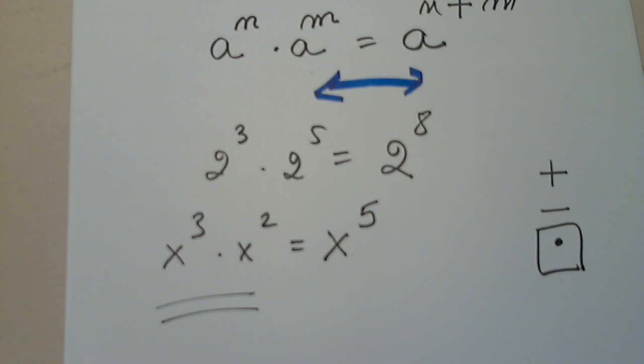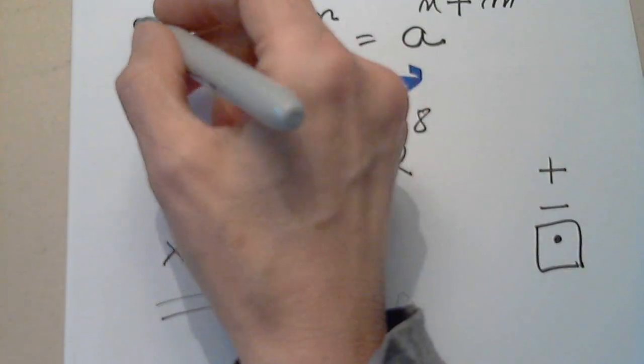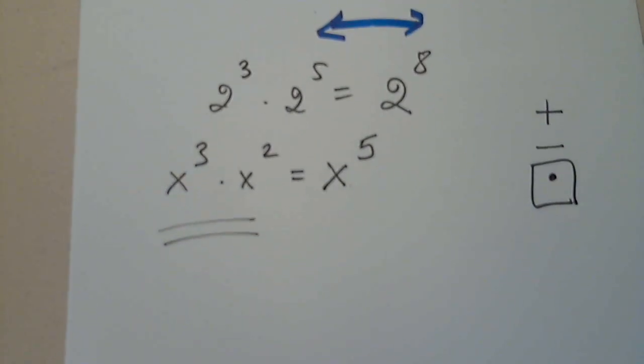So when we multiply exponential notations having the same base and different exponents, or the same exponent, it doesn't matter, we copy the base. Don't touch x, please. We copy the base and add the exponents. So I copied the base and I added the exponents. So this was the first rule that we needed to review.